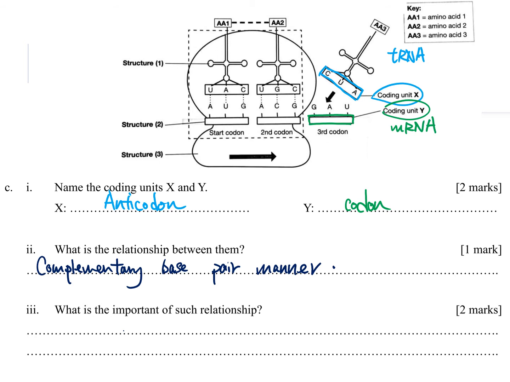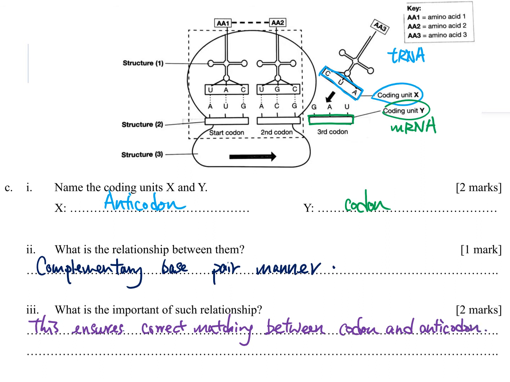This is to ensure a very correct matching between the anticodon and codon. And it also ensures the sequence of genetic information in the DNA can be transmitted to the translation process.